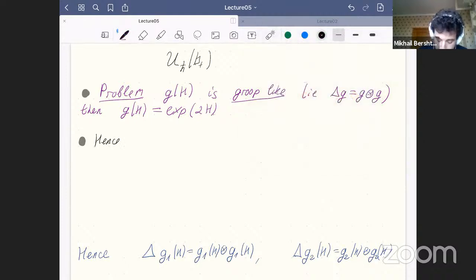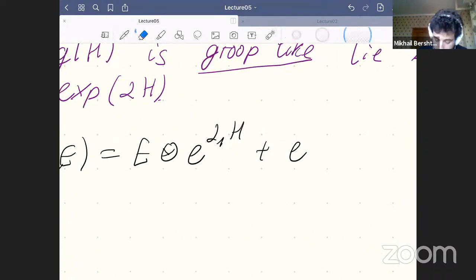Hence delta of E is E times some exponent of alpha 1 h plus some maybe alpha 2.